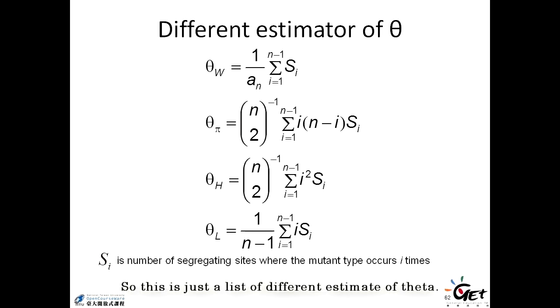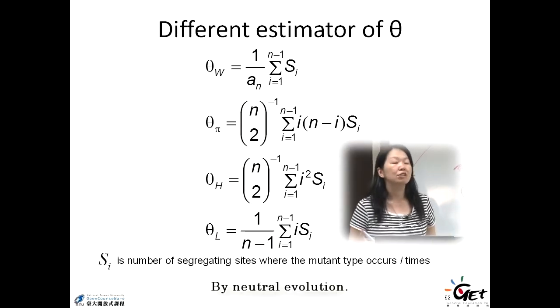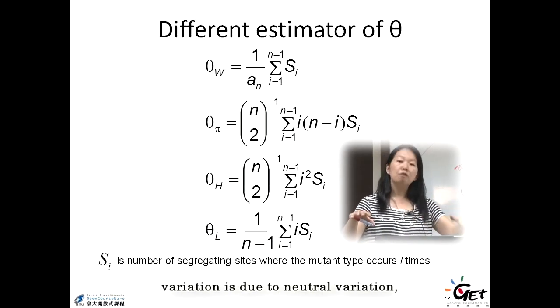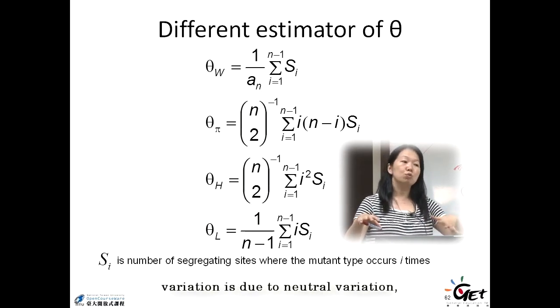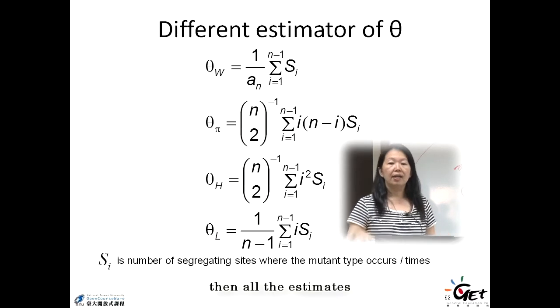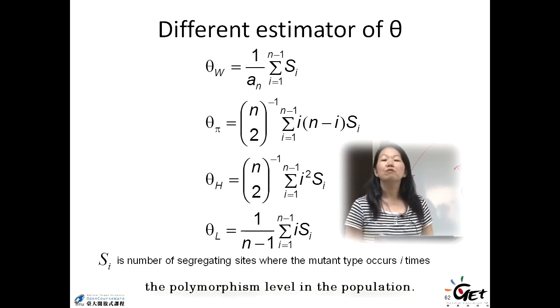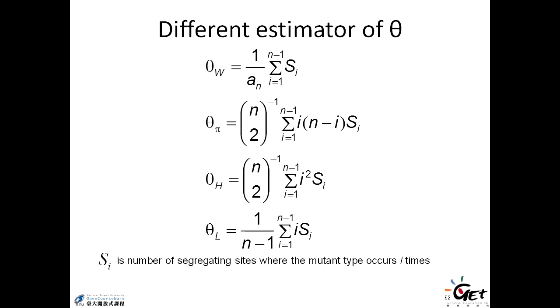So this is just a list of different estimates of theta. So this is all the different thetas. As I said, theta is 4Nμ, so by neutral evolution, if most of the variation in the population is due to neutral variation, then all the estimates should be unbiased representations of the polymorphism level in the population.